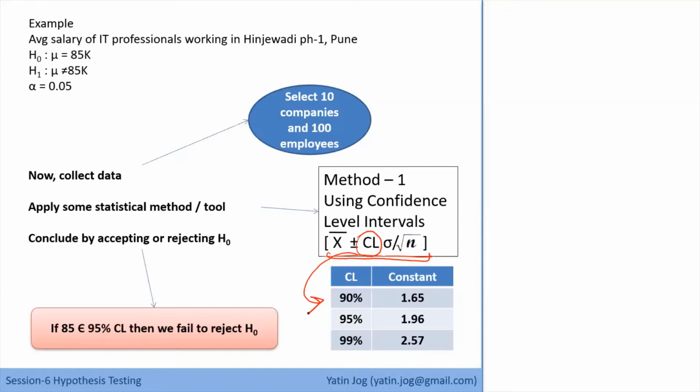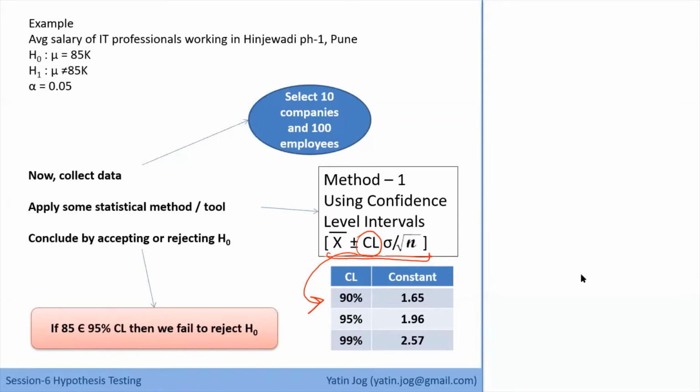Now this is okay, you know the confidence level constant for 90%, 95% and 99%. But tomorrow if somebody asks you to test your data at 85% confidence, or 98% confidence, or maybe 89% confidence, then how do you find the constant value? So I'll tell you how to find the constants of confidence levels. For this calculation, we use the Z table.